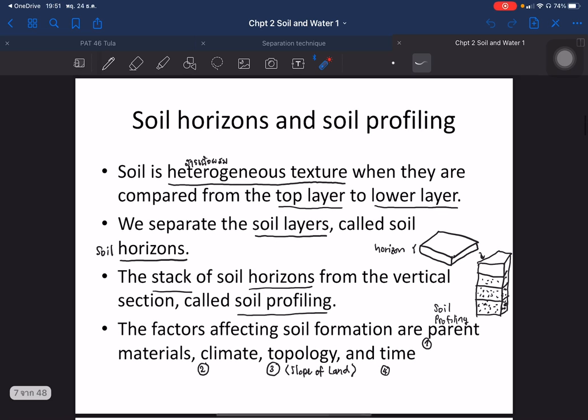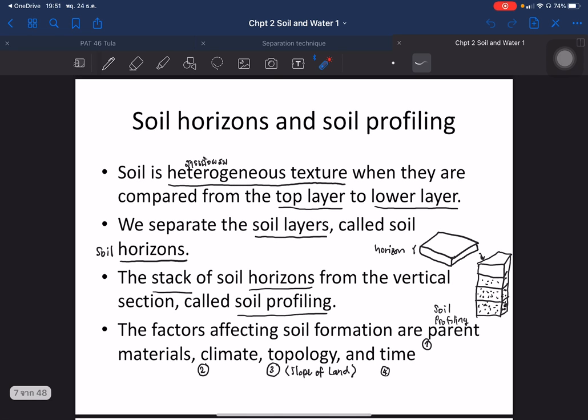Okay. The soil horizon and soil profiling. Basically, the soil here has a very heterogeneous texture. It means that the texture of the top layer and the texture of the lower layer are quite different. So we separate the soil into layers. The layers of the soil we call soil horizons this way. When you overlay each soil horizon into a stack-like structure, we call it the soil profile. Okay, the vertical section this way, we call soil profiling.